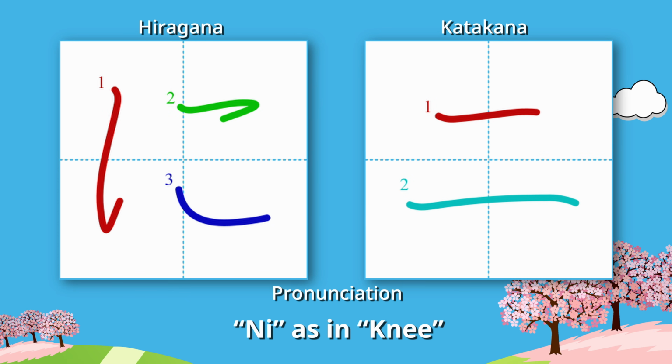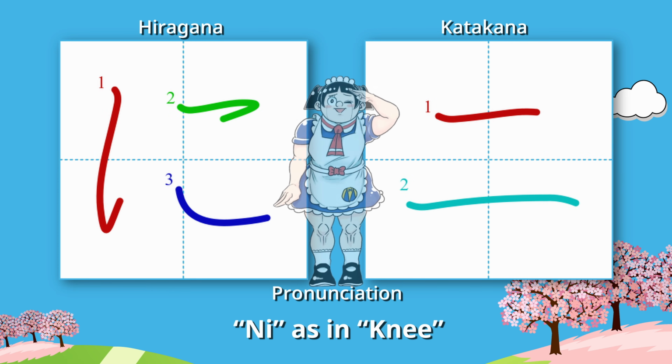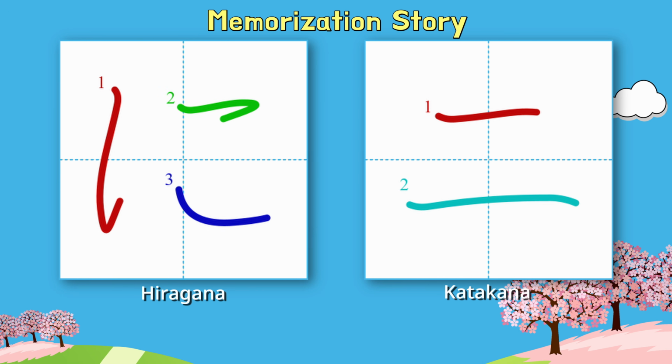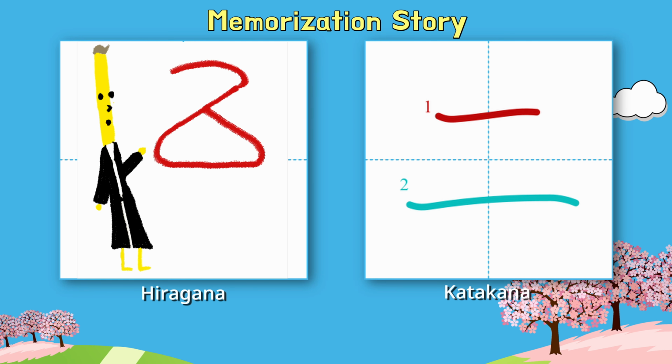These characters represent the sound ni, as in knee. The hiragana ni has Kenny on the left, who we learned about in the hiragana ke. Combine those two hiragana and we get Kenny. Kenny is reaching out for the coat hanger from Ko here to hang up his knee-length ninja coat.